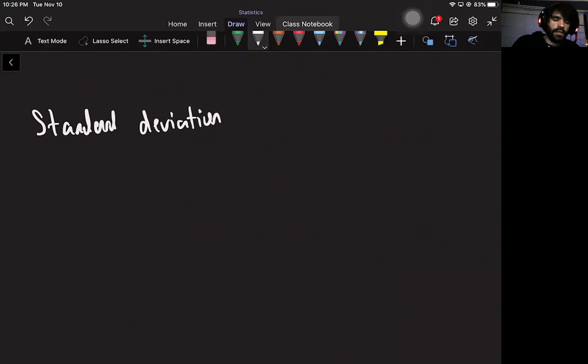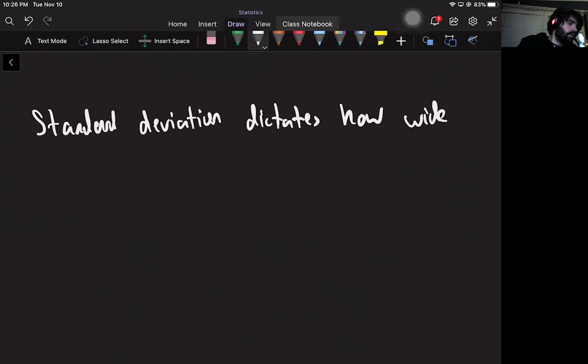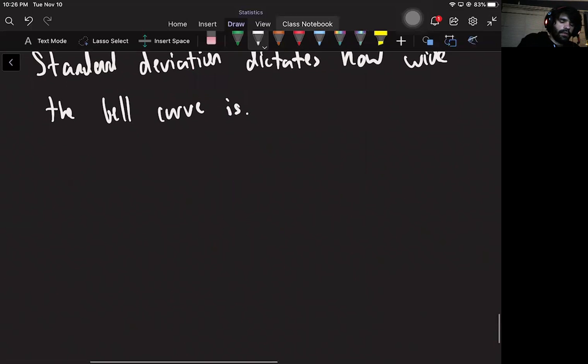So standard deviation dictates how wide the bell curve is, and therefore also how tall it is. They go hand in hand together. So let's do it with an example to see how that's working.